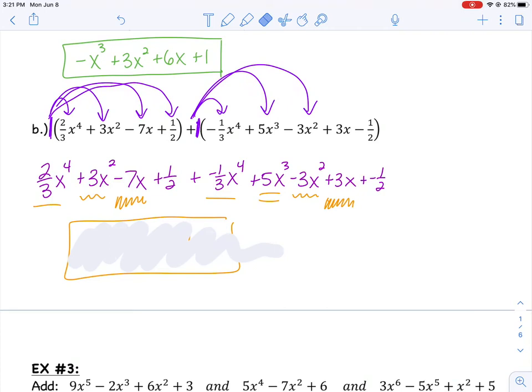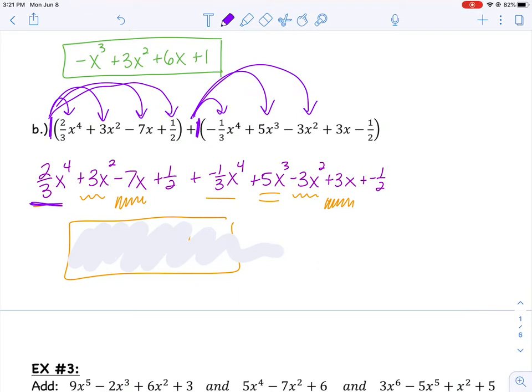I have a negative 3x squared plus 3x plus a negative 1/2, or you could just say minus 1/2. Now I'm going to combine all my like terms. Since all my parentheses are gone and all I have now is a whole bunch of different terms, I can simplify this big old polynomial by just combining my like terms.